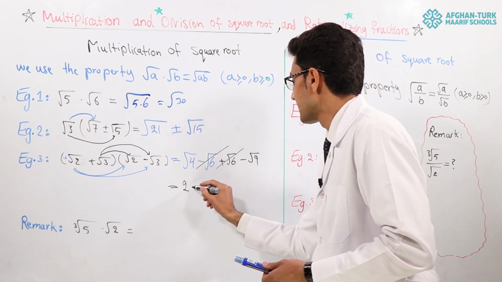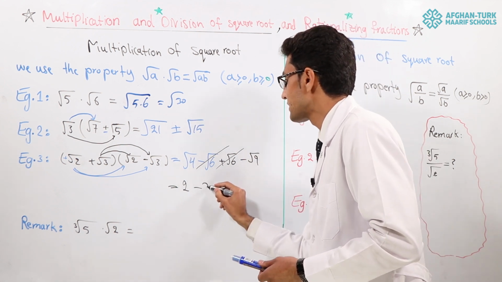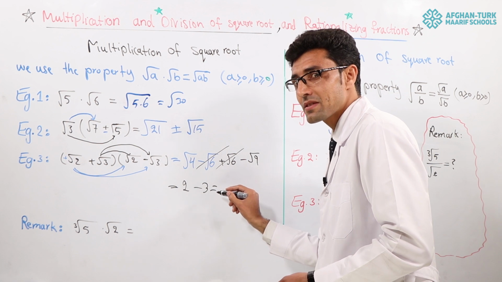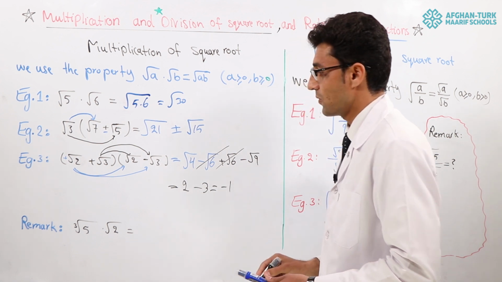And what is this? 2 minus 3. So who can tell me this? It is equal to minus 1.